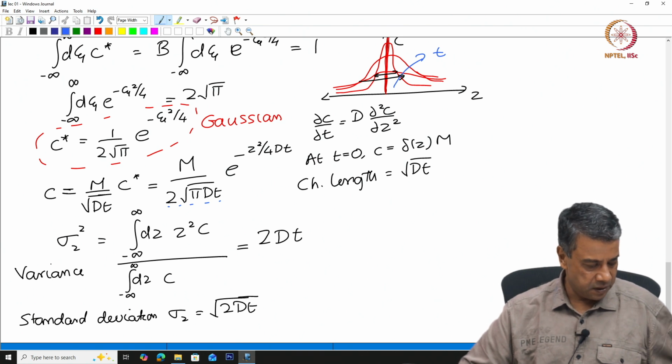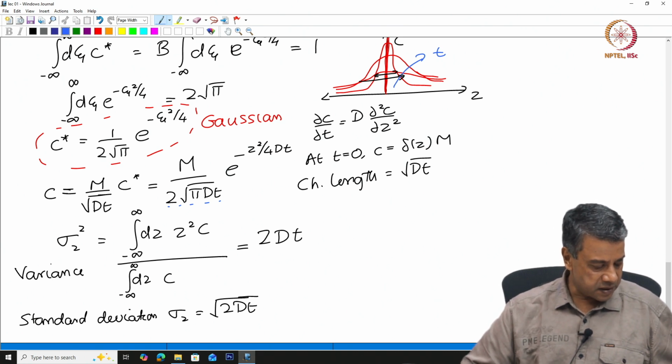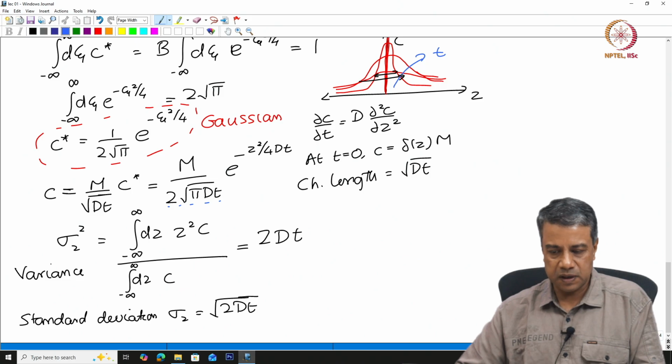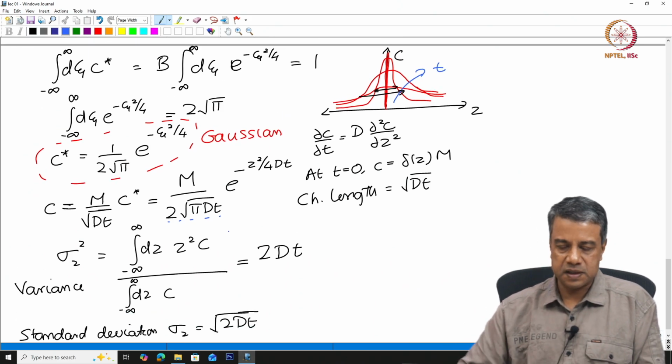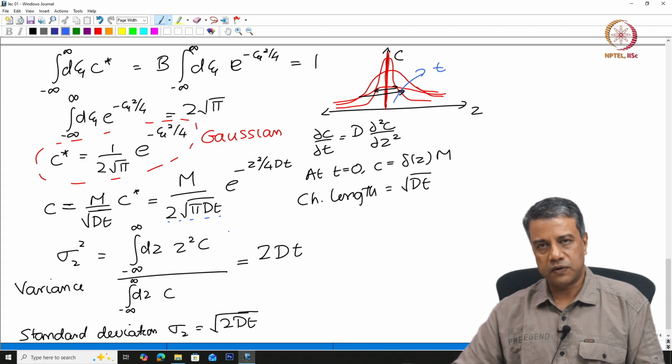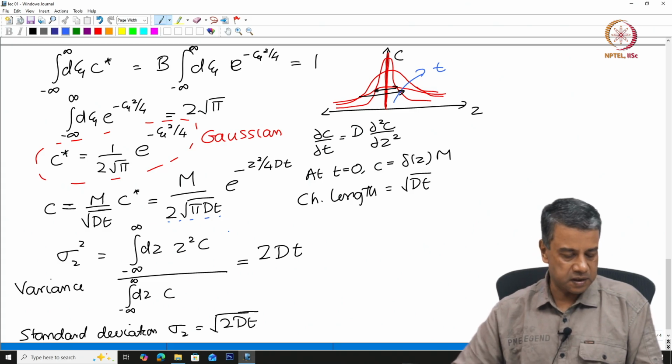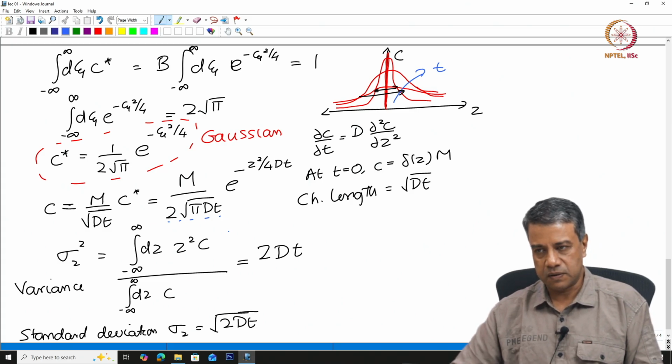So, in the next lecture, I will discuss some aspects of diffusion in 2 and 3 dimensions. I will not go through the detailed derivations, but I will just tell you what the answers are before I go on to the next problem, which is diffusion into a finite medium. I will continue this in the next lecture. I will see you then.